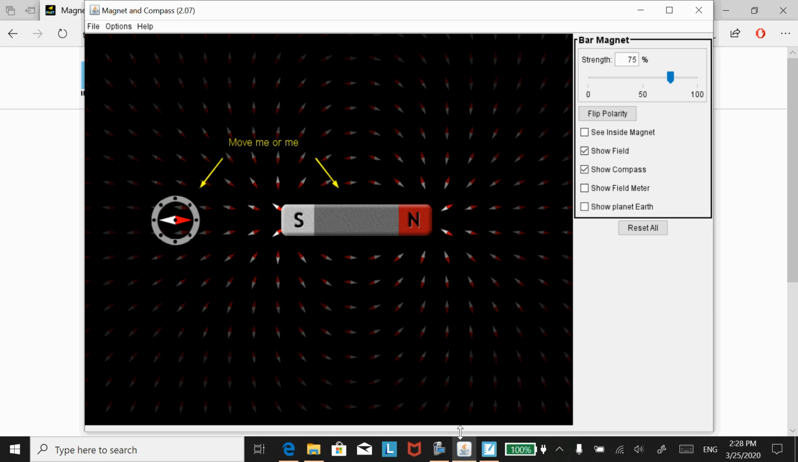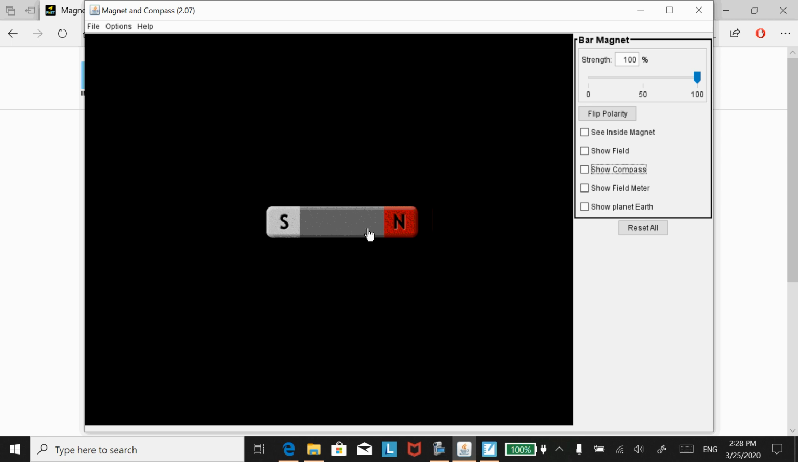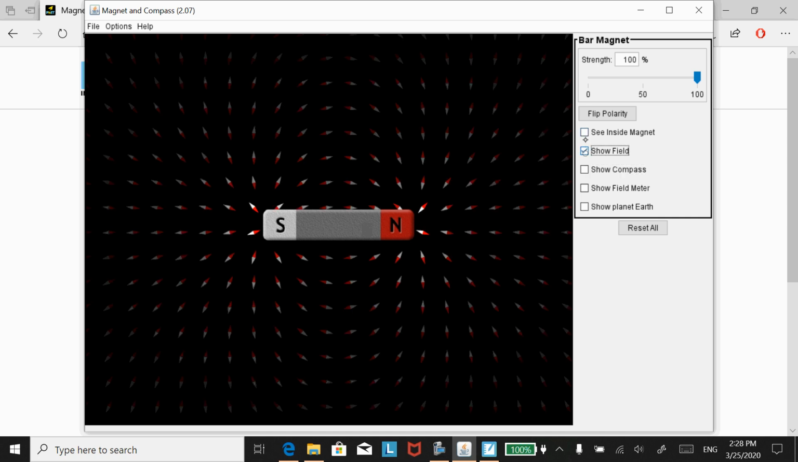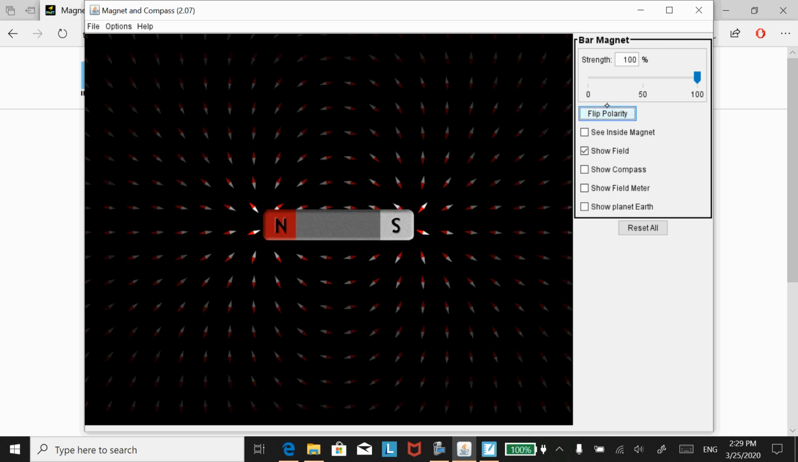When you open this, this is how it will look like. So when you open this, you just have to make the strength 100% and uncheck all these boxes and move this magnet a little bit. Okay. And then the handout that I have shared with you, in that handout, follow the activity. So first thing you're doing is you're looking for how the magnetic field of a bar magnet looks like. So you're looking at something like this. So this is how the magnetic field of a bar magnet looks like, right? You can flip the polarity. So you flip the polarity, again, see here.